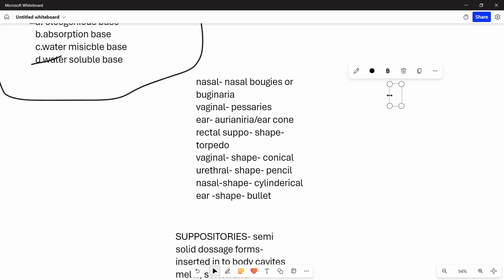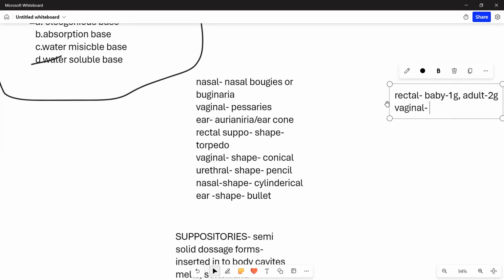Next, I will also mention some of the important weights which you have to remember for the rectal suppositories. For the rectal, for the baby, it is 1 gram. For adult, it's 2 grams. It can be for both local and systemic effect. The vaginal suppositories are of 3 to 5 grams, and these are mostly used for local effect.